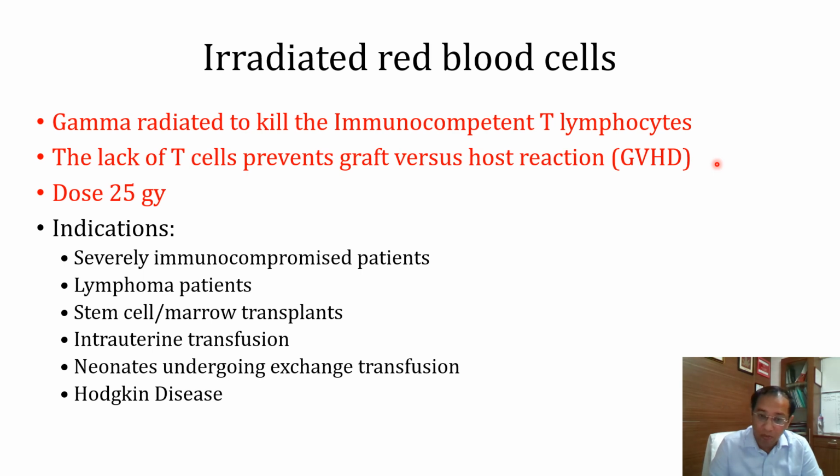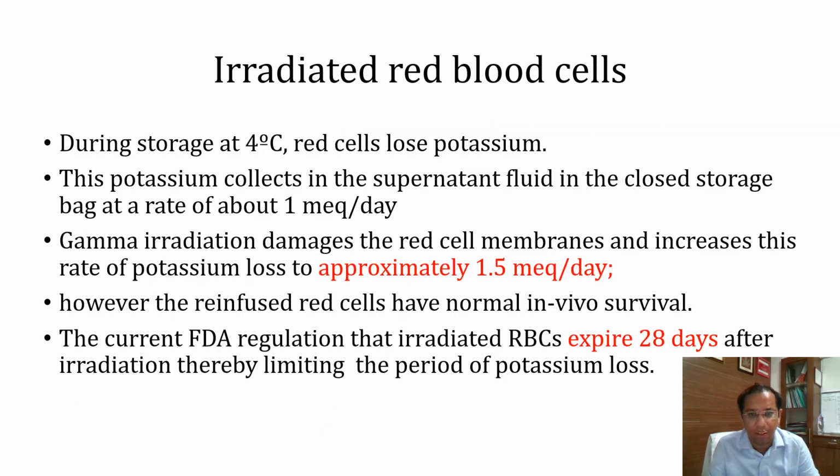Indications include severely immunocompromised patients, lymphoma patients, stem cell marrow transplant, IUTs, neonates undergoing exchange transfusion, and Hodgkin disease. Of course, there are several other indications, like when you have near relatives giving the blood for you, that also you need to irradiate to prevent transfusion associated graft versus host disease.